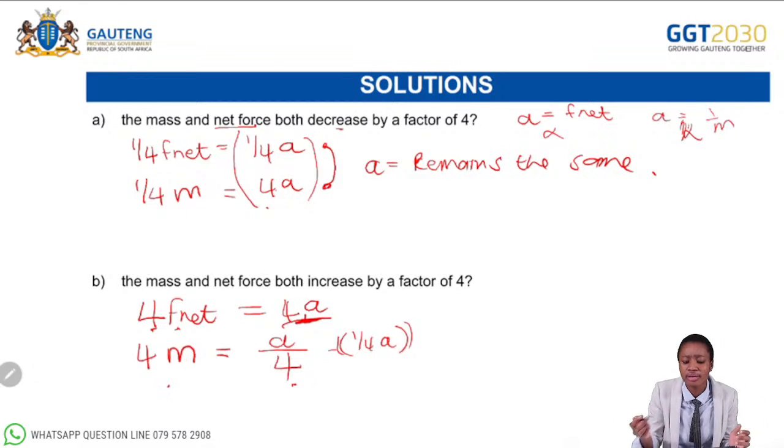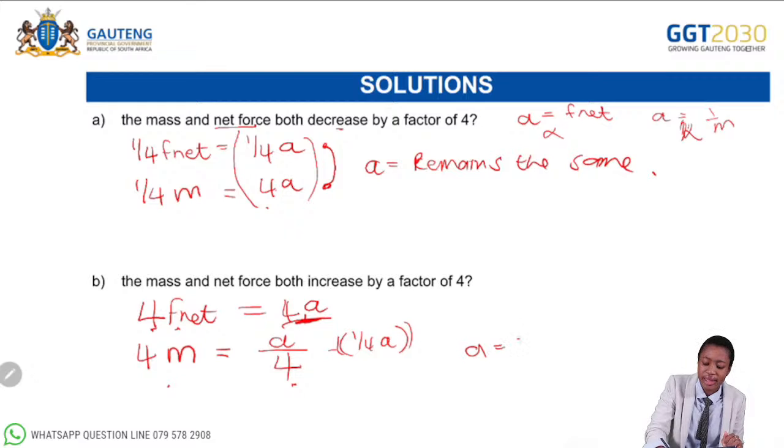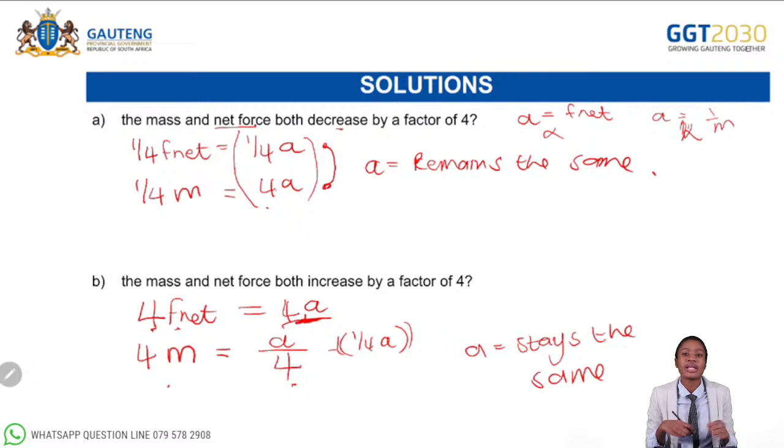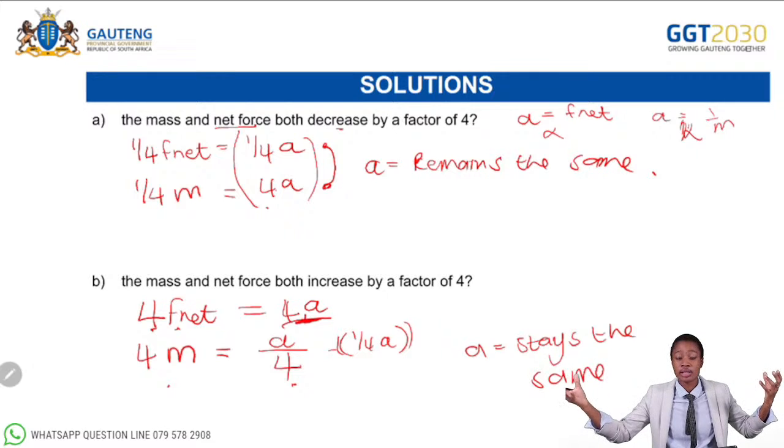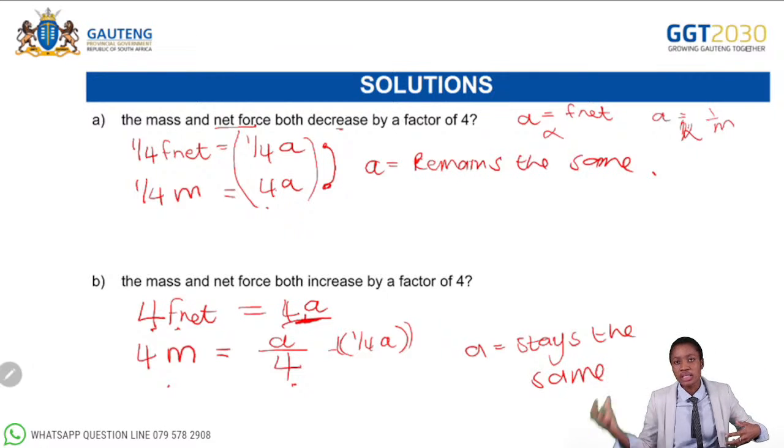What happened again? A stays the same, it remains the same. It's the same as the top one in this case. We just decrease here, we just increase. So it remains the same because of what? The inverse proportionality. We increase force, we increase acceleration, but if we increase mass, we decrease acceleration.